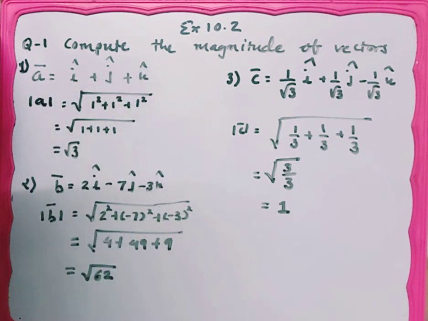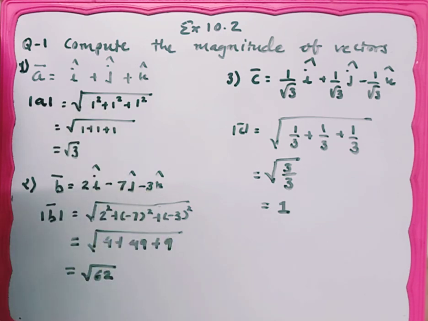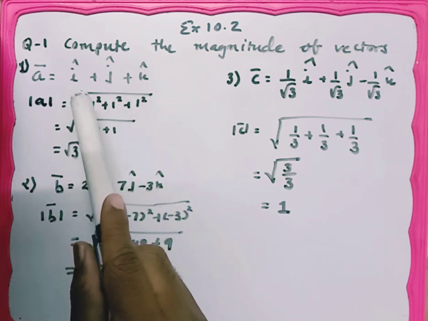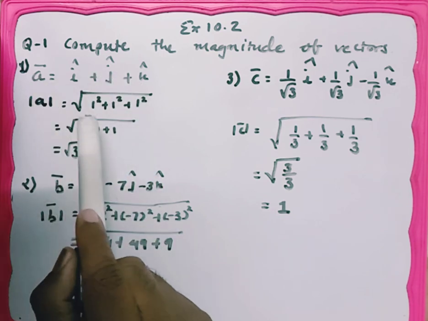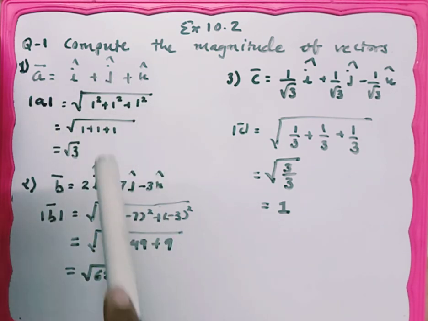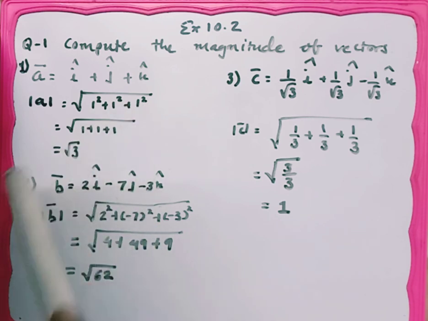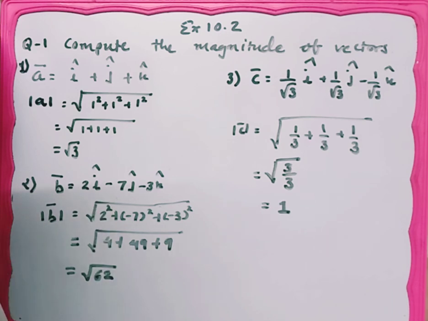Question 1 is to compute the magnitude of vectors. In the first question, a bar equals i caret plus j caret plus k caret. So the magnitude of a bar equals the square root of the sum of the squares of the component vectors. Here 1, 1, 1 are the components. So 1 square plus 1 square plus 1 square, which is 1 plus 1 plus 1, equals root 3. So the magnitude of a bar equals root 3.